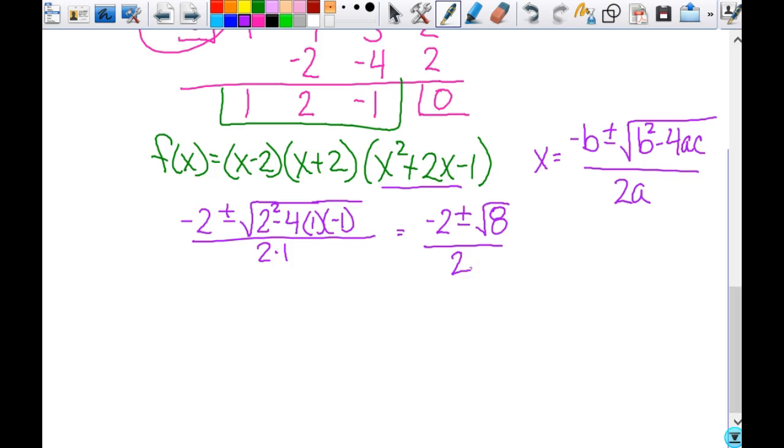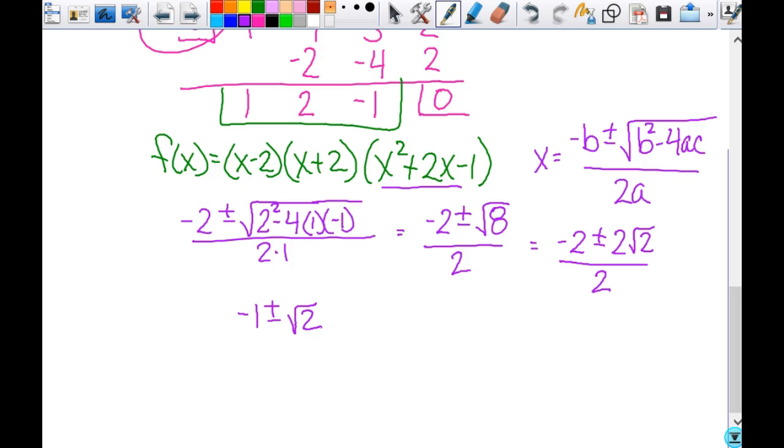Is 8 a perfect square? No. Can you simplify the square root? Yes. So this gives me negative 2 plus or minus, what does this reduce to? 2 square root of 2 all over 2. Okay. Can I reduce that? Yes. Can I cancel these 2's out right here? No. That guy lives in another world. But since I can divide 2 into all of them, that is going to reduce down to what? Negative 1 plus or minus the square root of 2, right?